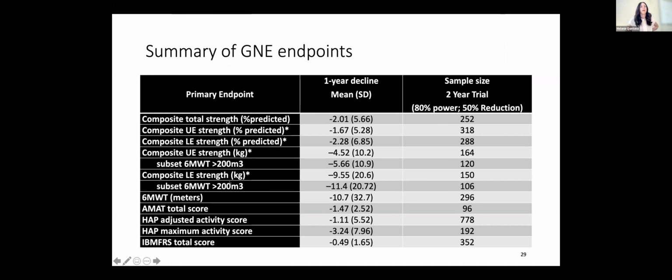And this is a summary of all the endpoints that we had in the natural history study, just showing what sample size we would need for a 2-year study, given different endpoints. The best one, so the one that had the highest rate of progression and lowest variability, would be the AMAT total score. And so we estimated that individuals would decline about 1.5 points per year, and the standard deviation of that was 2.5, and that resulted in a sample size needed of about 96 participants.